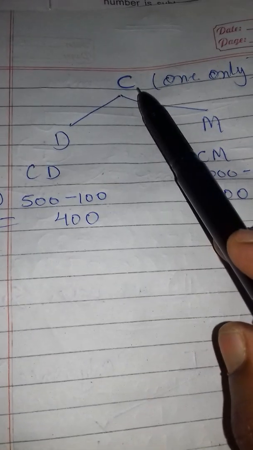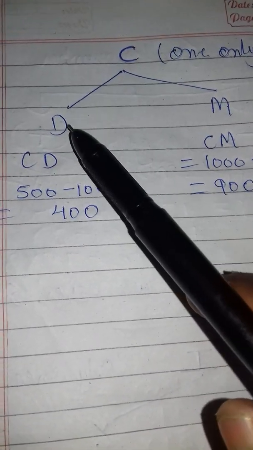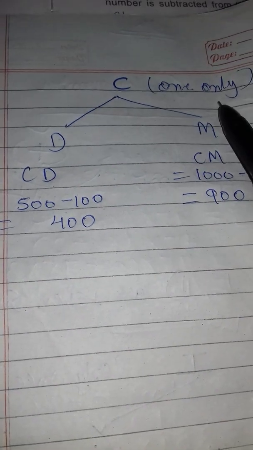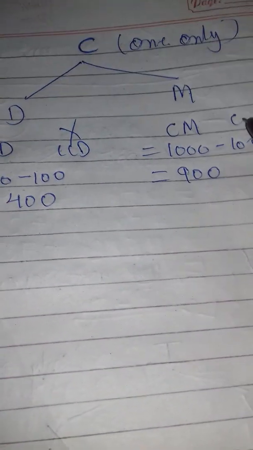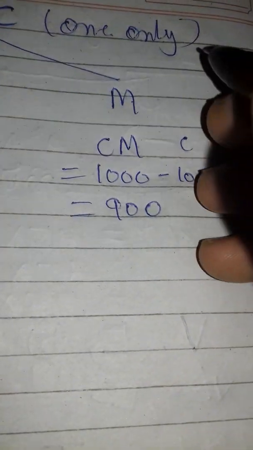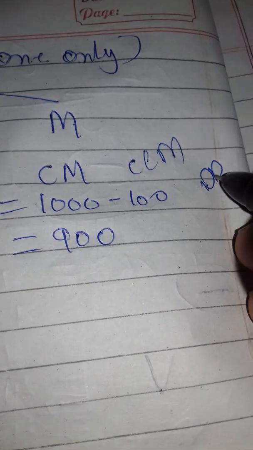Similarly, the symbol C you can subtract from D and M only once. You cannot subtract 2 times C from D. This is wrong. Or 2 times C from M, or 2 times D from M. These are wrong. So see, if you are subtracting C from D, 500 minus 100, 400. Similarly, if you are subtracting C from M, M means 1000 minus C means 100, 1000 minus 100, 900.